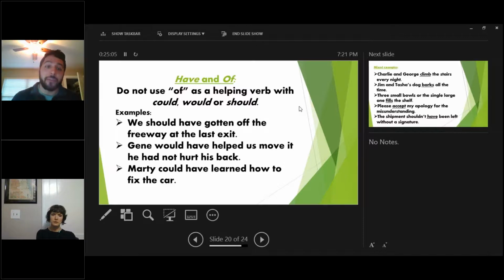So we should have gotten off the freeway at the last exit. We should have gotten off. Maybe that's how we talk, but that's not how you want to write. We should have gotten off the freeway. Gene would have helped us move. And Marty could have learned how to fix the car. So when you have a could, would, or should in a sentence, your helping verb is going to be have, not of.